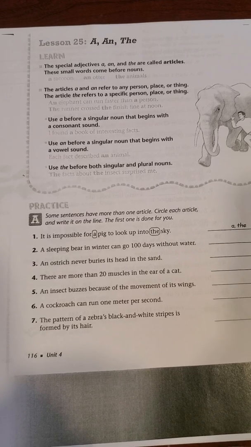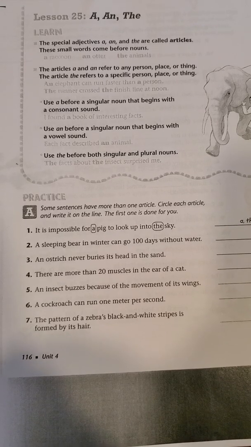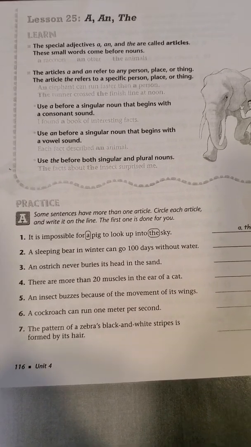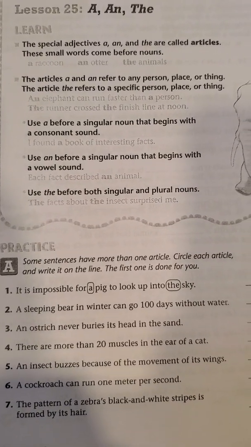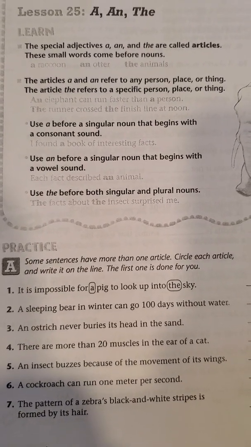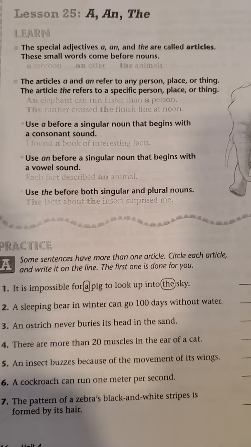We're using a, an, and the. In the top it says the specific adjectives a, an, and the are called articles. These small words come before nouns. So we have a raccoon. So if you're talking about a raccoon, you're talking about one raccoon. An otter, so you're talking about one otter. Or the animals, you're talking about multiple animals.